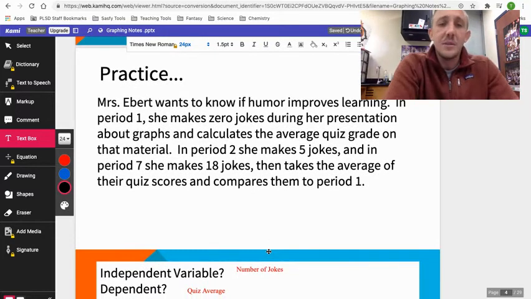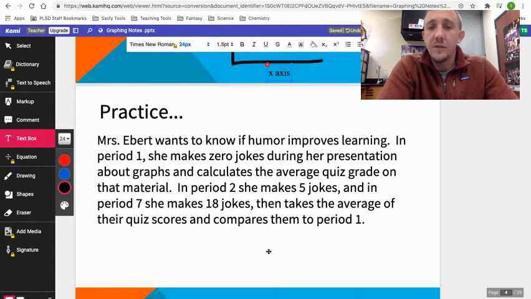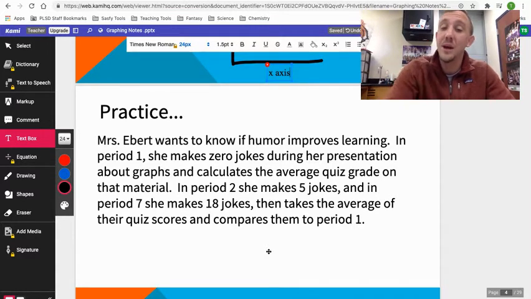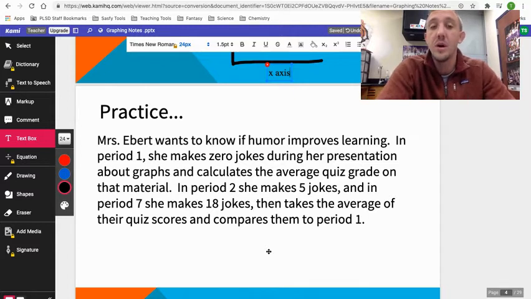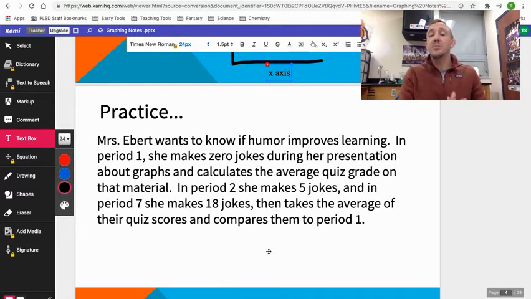So practice. Miss Ebert wants to know if humor improves learning. In period one, she makes zero jokes during her presentation about graphs and calculates the average quiz grade on that material. In period two, she makes 5 jokes. In period 7, she makes 18 jokes, then takes the average of their quiz scores and compares them to period one. Well, think about, what is she comparing? What is she trying to influence? And what is doing that influencing?